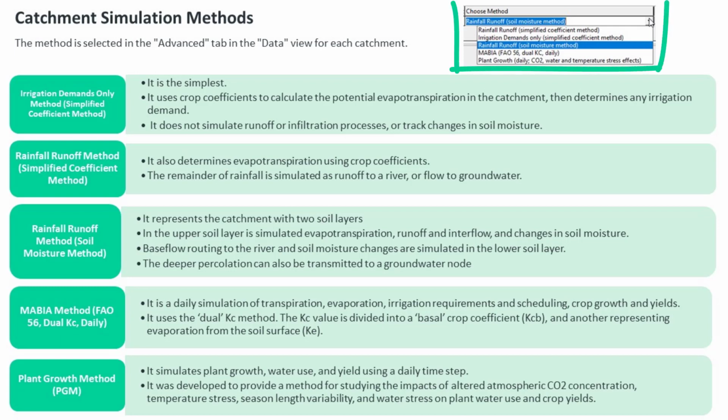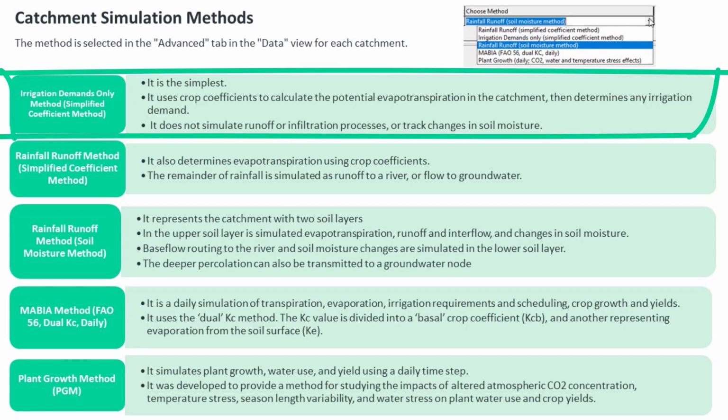The method is selected for each catchment included in the model from the Advanced tab in the data view. The method to be used depends on which processes want to be modeled in the catchment with the data available.